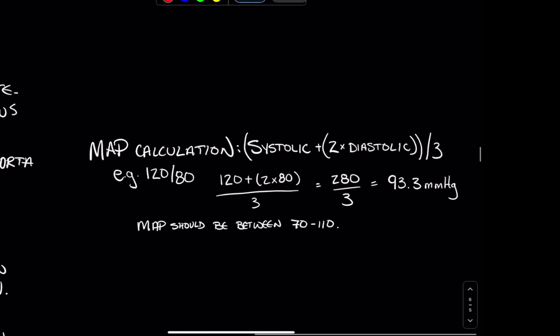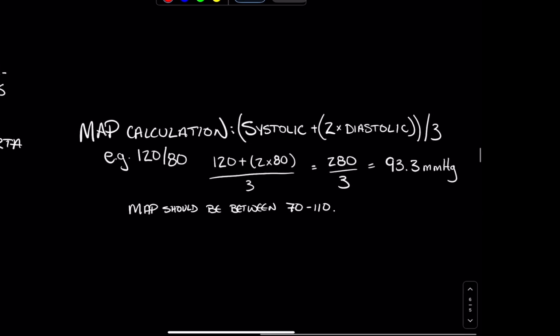One thing, we don't really have to calculate this in the field, but it's good practice to understand what we're talking about. So mean arterial pressure, or MAP, has a calculation. This is what it looks like. You're going to take your systolic blood pressure and add 2 times your diastolic pressure, and you divide that whole thing by 3. So the example of the golden 120 over 80, it'd be 120 plus 2 times 80, which is 160, and you divide that by 3, so you get 280 divided by 3, ends up being 93.3 millimeters of mercury.